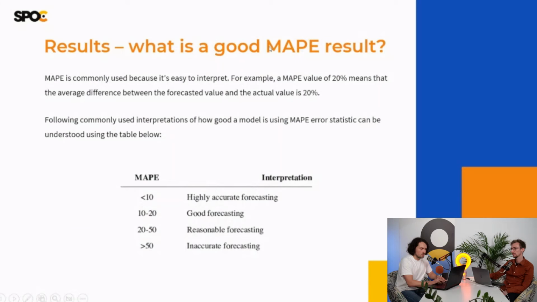Usually, when using the MAPE measure, we can say that the model is highly accurate if the MAPE is below 10%, good between 10 and 20, reasonable, and inaccurate, respectively, as you can see here. It also differs for different companies for different reasons. For example, in pharmacy, a MAPE around 4-5% is high.